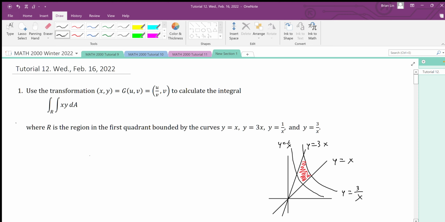Question 1, use this transformation to calculate the integral with the region bounded by these curves. And as you could see, I've already graphed it for you. Okay, so the first thing is to figure out what the Jacobian is.